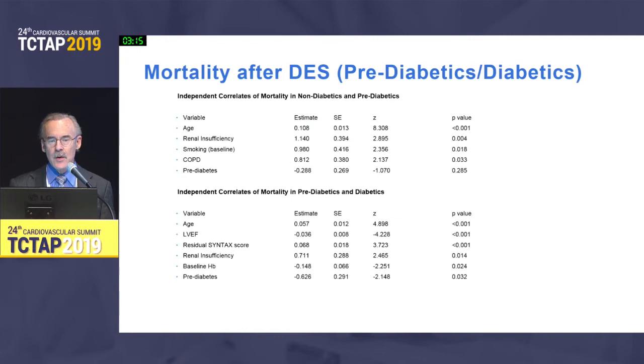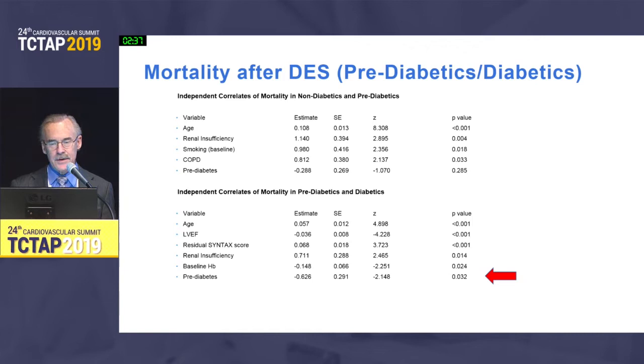When you look at multivariate correction, on the top here we have the correlates of mortality between non-diabetics and pre-diabetics, and you can see that after you look at age, renal insufficiency, smoking, and COPD, which were all statistically significantly related to mortality, pre-diabetics did not have a difference in mortality compared to non-diabetics. If you do the same analysis, pre-diabetics versus diabetics, on the bottom part here, again, after factoring in age, ejection fraction, residual syntax score, renal insufficiency, and baseline hemoglobin, all of which correlated with mortality, pre-diabetics continued to do better than diabetics with regard to the outcome of mortality.